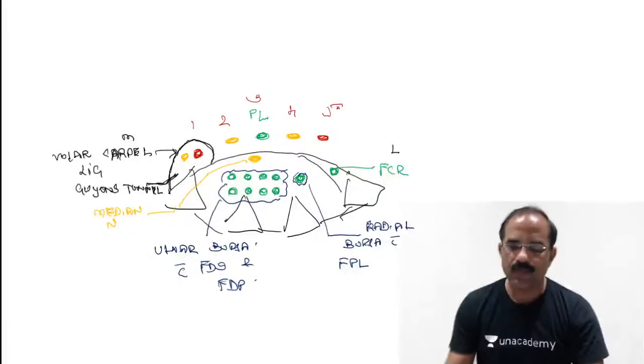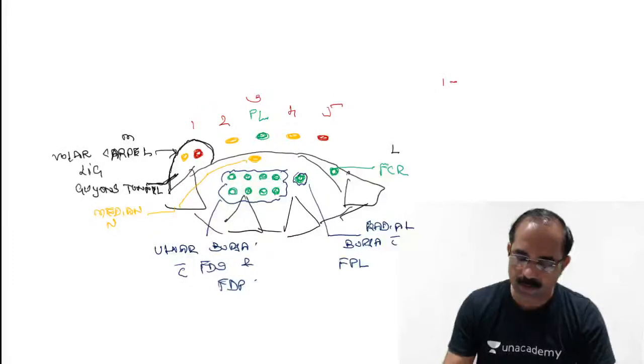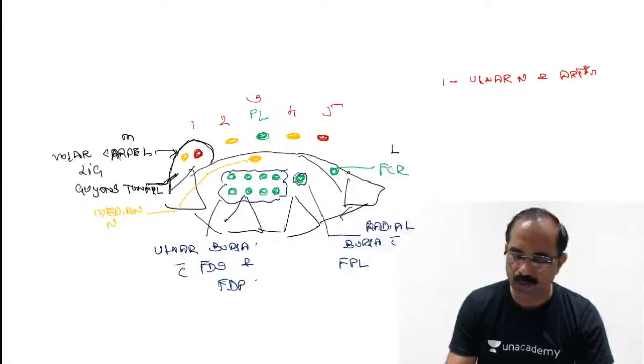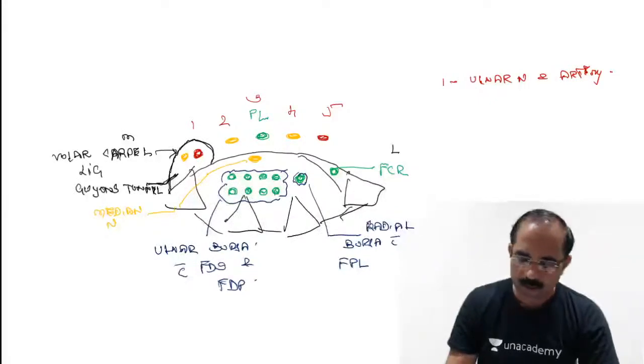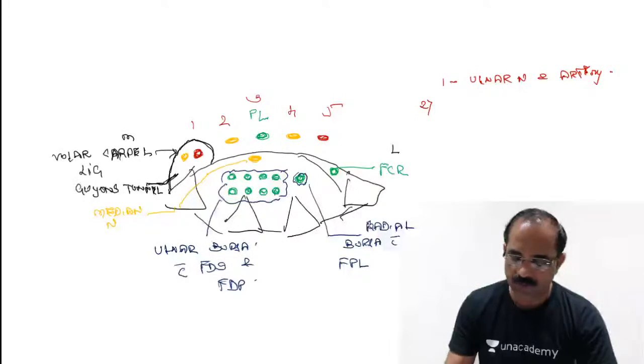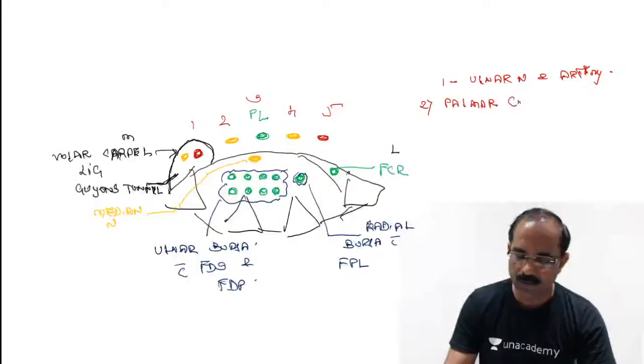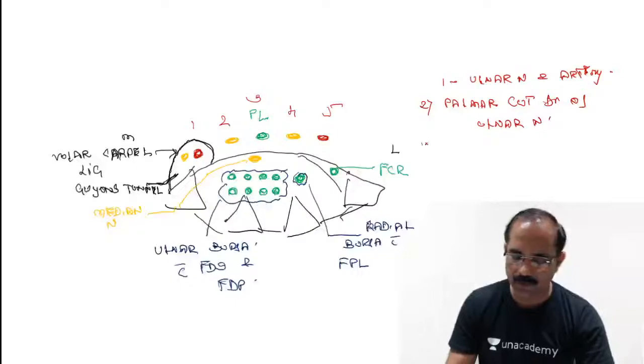So what is number one? Number one is ulnar nerve and artery. This you have to know. This comes as MCQs very often. Number two which I've written is the palmar cutaneous branch of ulnar nerve.